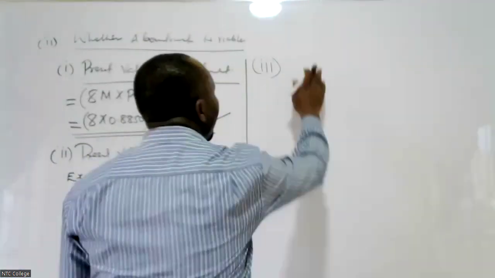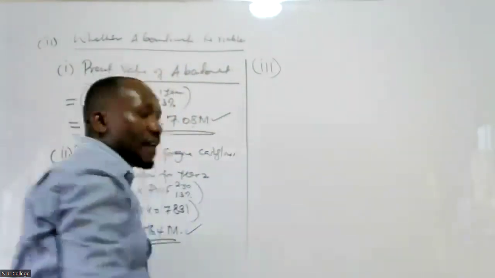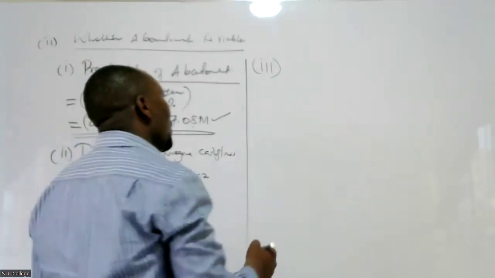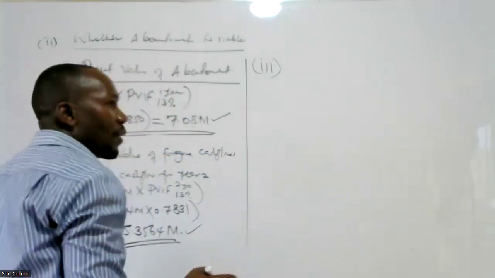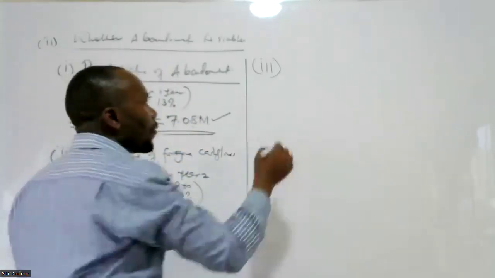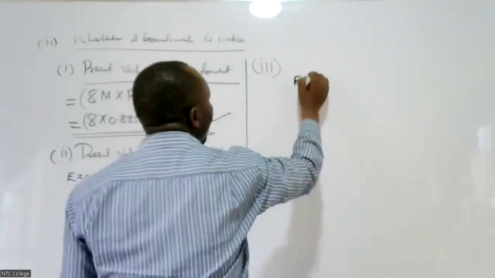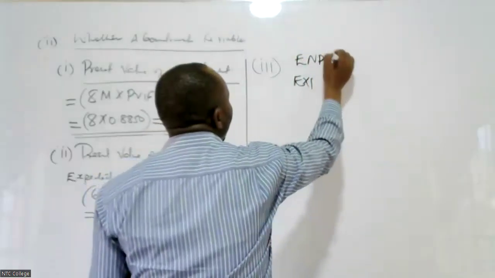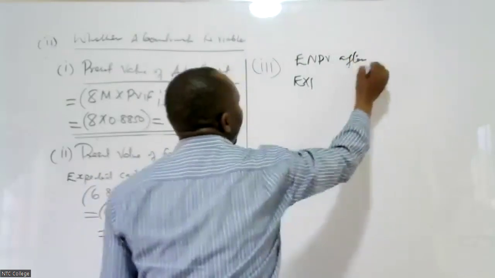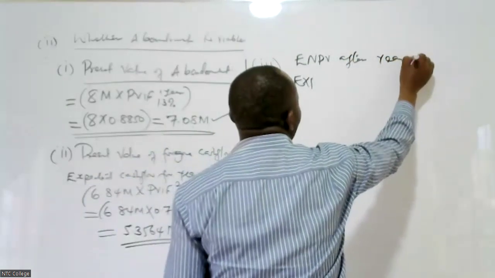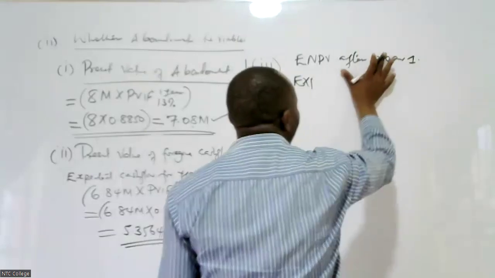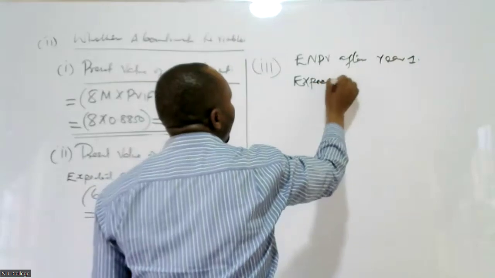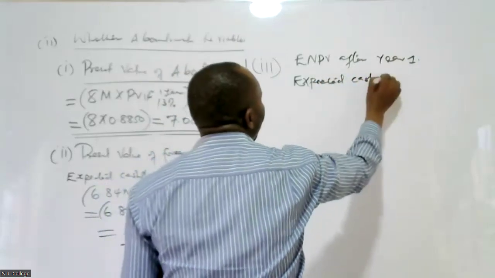So assume that now it is better to abandon in year 1. What will happen? So in year 1, if you abandon, then we need now to get the cash flow for year 1, which we can get expected cash flow for year 1. So expected NPV after year 1. That is what you're being told. Assuming that you're going to abandon it, give us the expected NPV for year one. So you need to get the expected cash flow for year one.